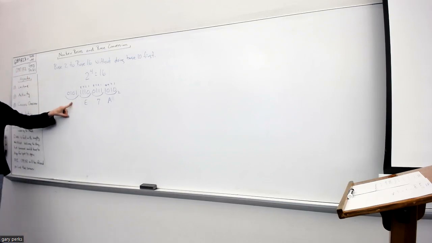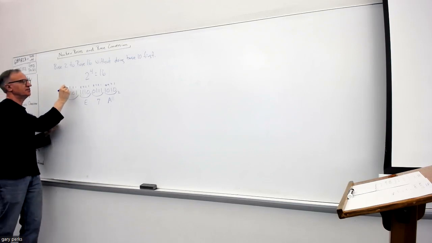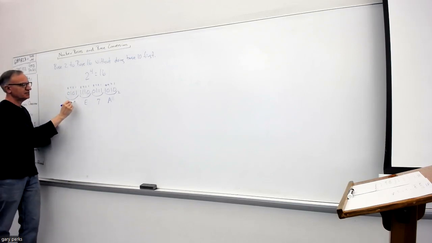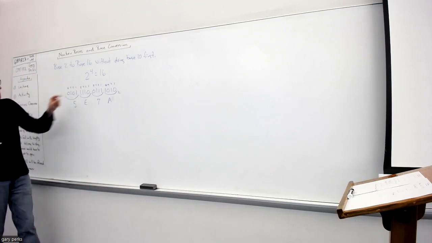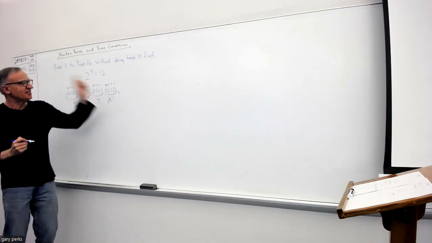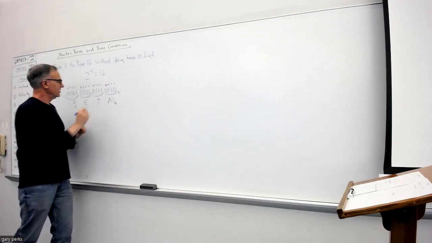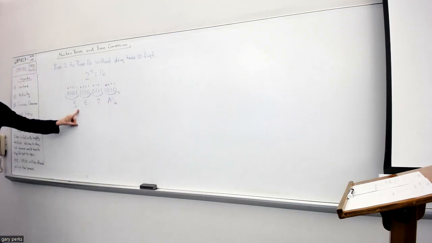Okay, and then what would this be? 5. Again, 1, 2, 4, 8. You have a 4 and a 1, so 5. So 0, 1, 0, 1, 1, 1, 0, 0, 1, 1, 1, 1, 0, 1, 0 in binary is 5E7A in hex.